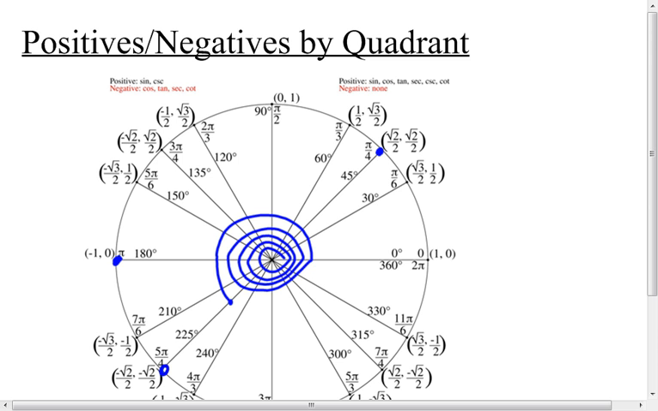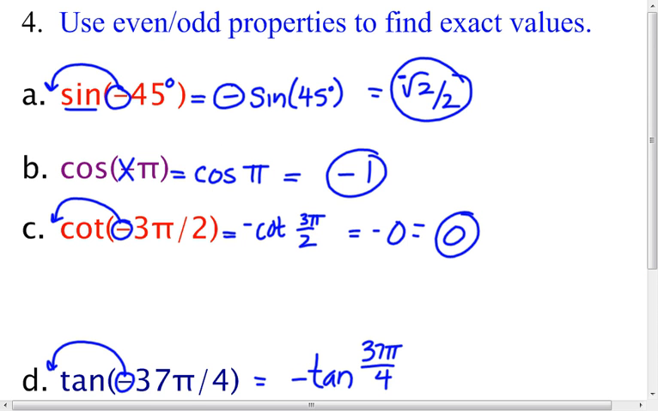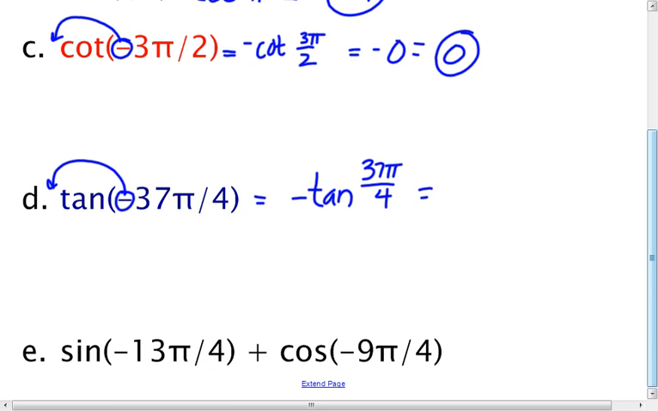So here's where 37 pi over 4 is. Tangent is your y over your x, or your opposite over your adjacent. So your opposite would be right here. Your y value is negative root 2 over 2. Your x value is right here, or your left-right value is negative root 2 over 2. So if you have negative root 2 over 2 over negative root 2 over 2, you have positive 1. Okay? And so when you go back here, you will have negative of 1, which is just clearly negative 1.